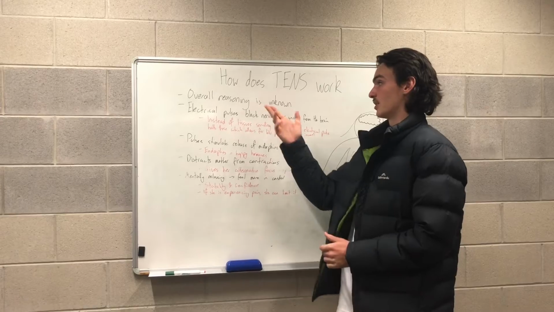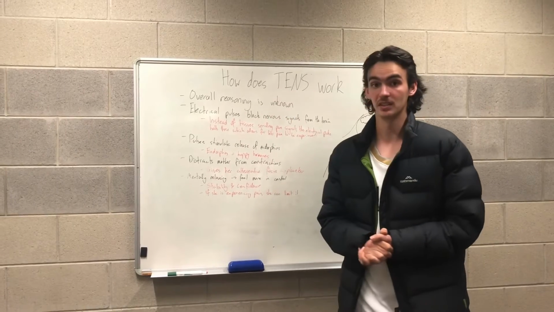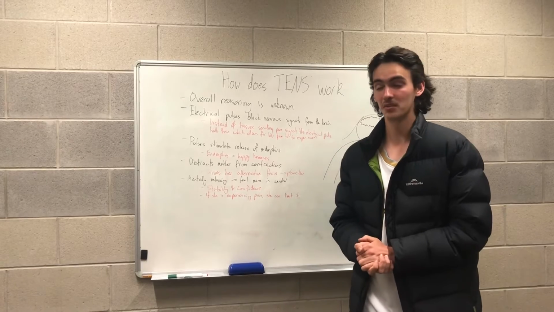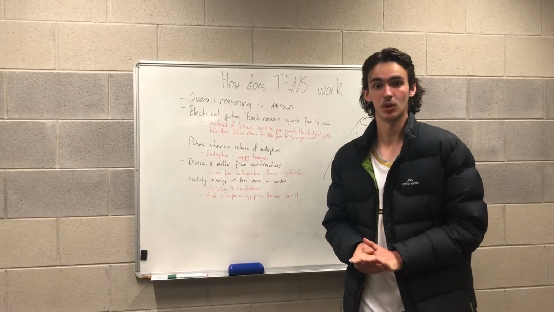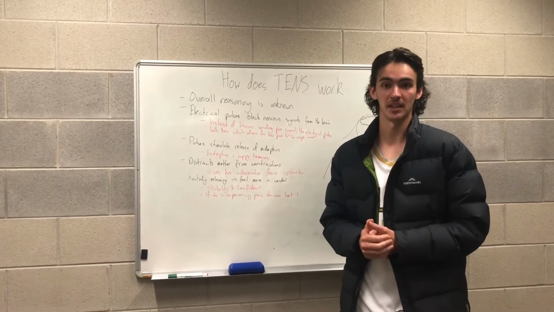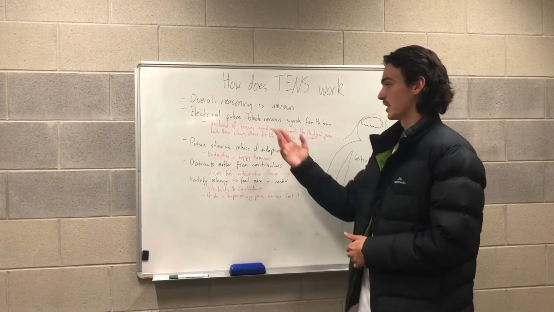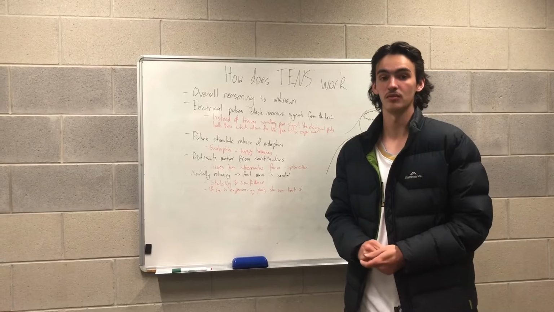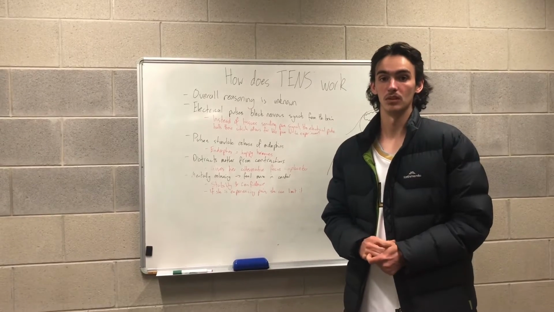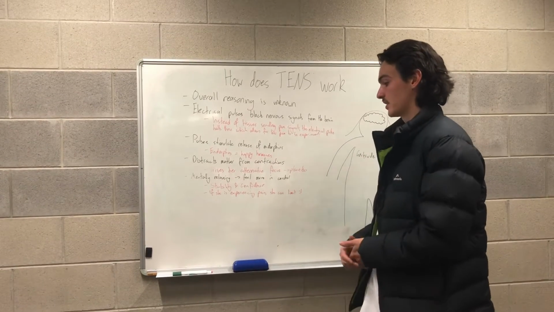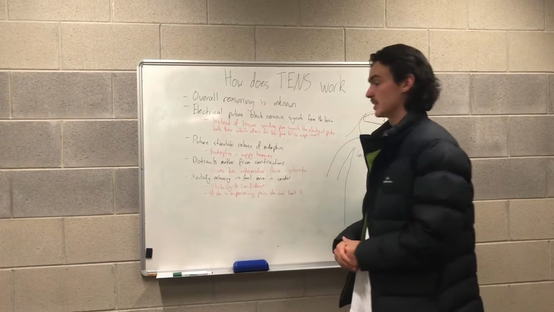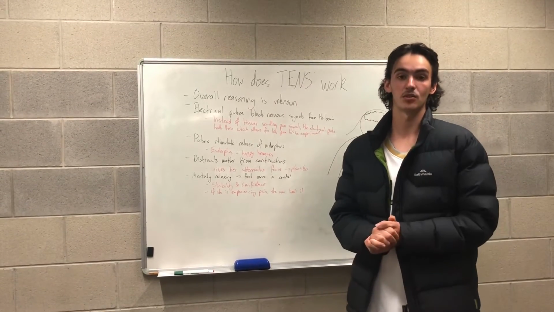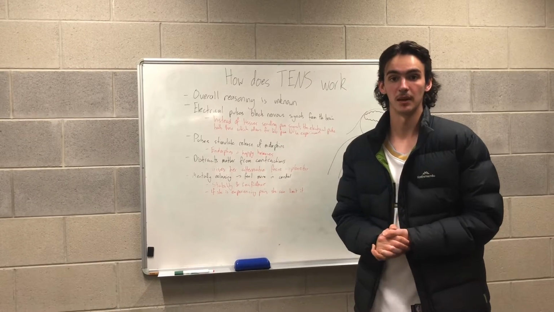So the first point here that I've written is that the overall reasoning for how TENS work is relatively unknown, although in saying that there are a few theories that can help everyone understand it. The first of these is that the electrical pulses block the nervous signals from reaching the brain and therefore will limit the pain. Instead of the tissues sending the pain signal up through the brain and then coming back down, the electrical impulses will actually stop that.